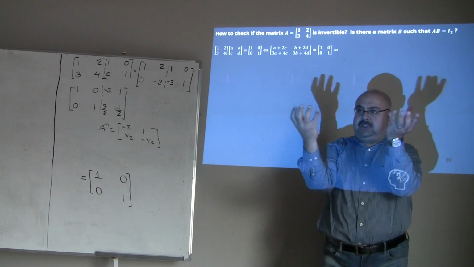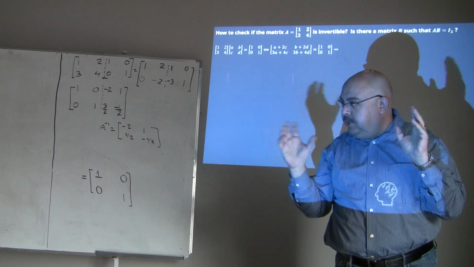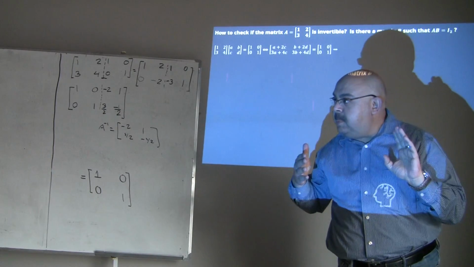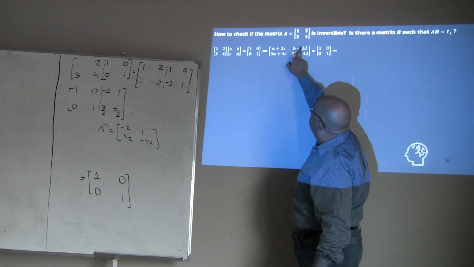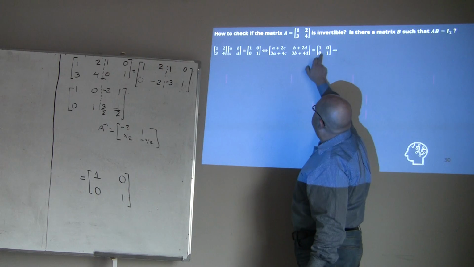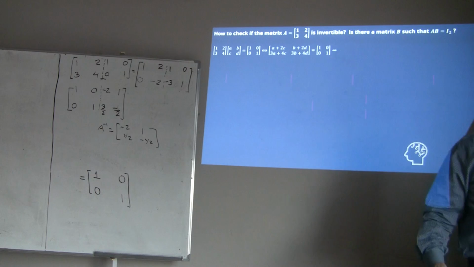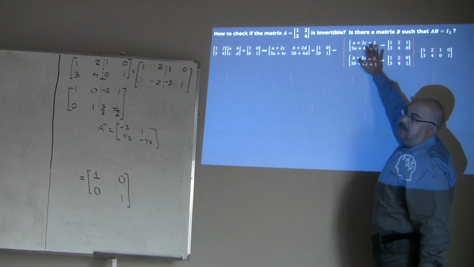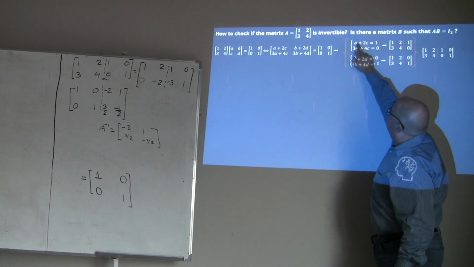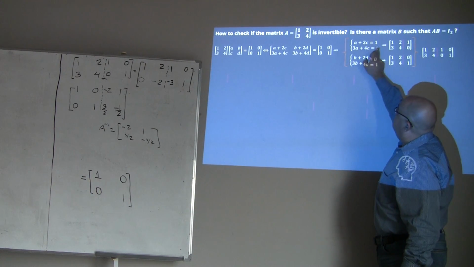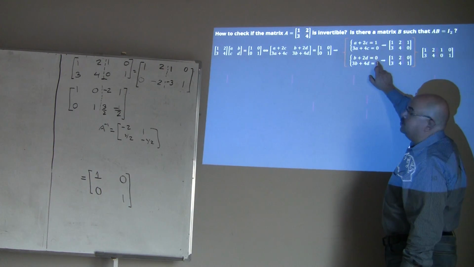When you equate two matrices, all the corresponding numbers will be equal to each other. That means A plus 2C equals 1, B plus 2D equals 0, 3A plus 4C equals 0, 3B plus 4D equals 1. Are you with me? Don't drift off. So I have a system of equations. The first system: A plus 2C equals 1, 3A plus 4C equals 0. The second system: B plus 2D equals 0, 3B plus 4D equals 1.